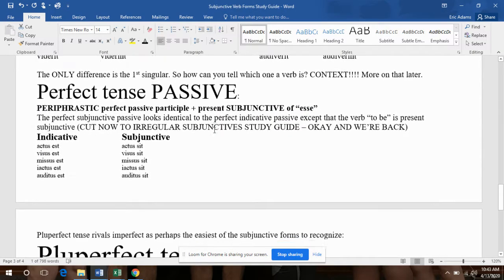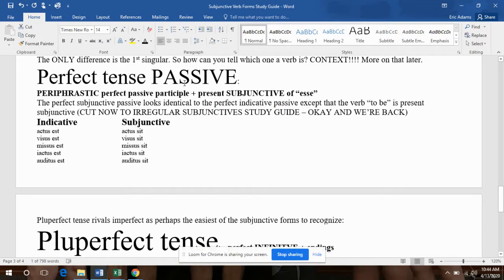Now, moving on to perfect tense passive. For the passive, again, it's going to be a periphrastic. And remember that the periphrastic as a term literally means a roundabout way of saying something because you have 2 parts to it. One part is going to be a participle. The other part is going to be a form of the verb to be. We have that in English. I used an example earlier.